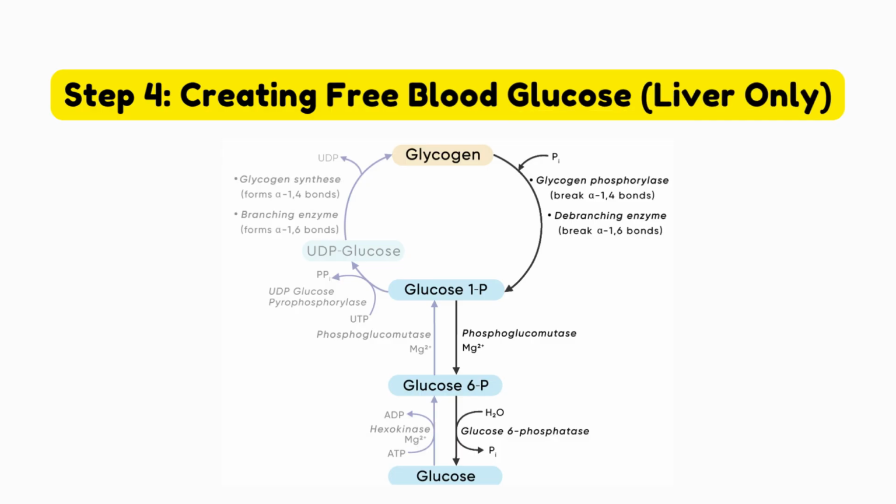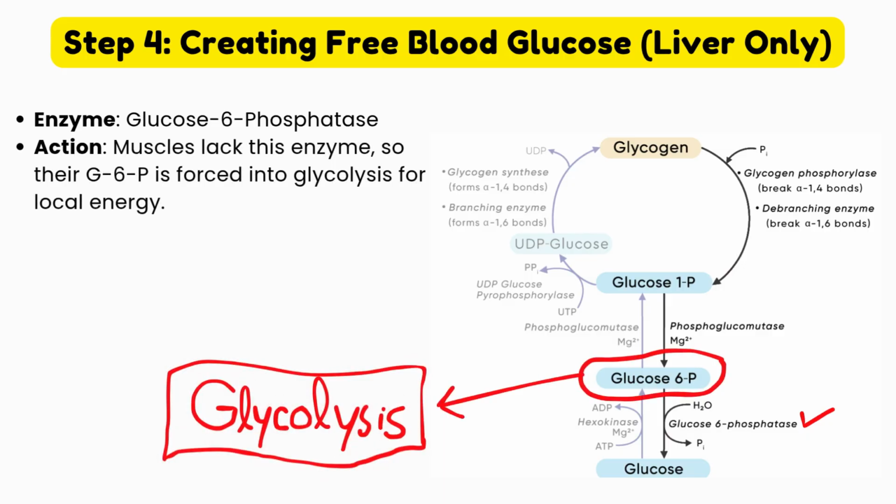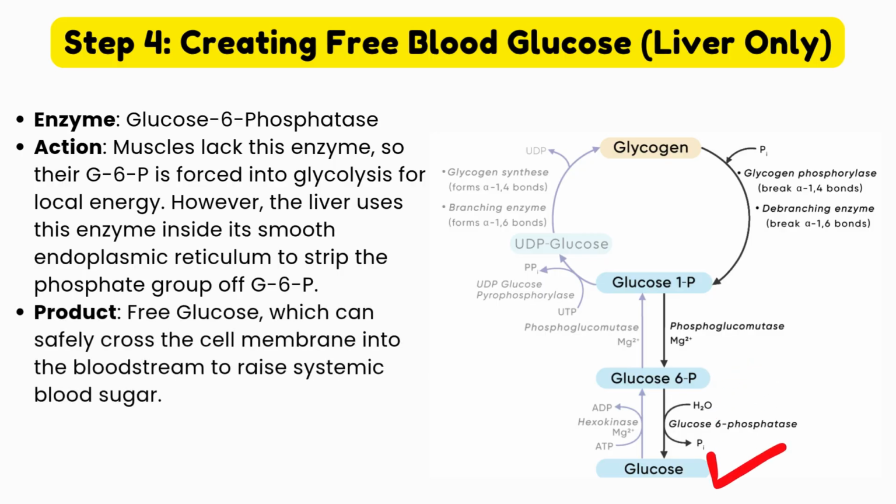Step 4. Creating free blood glucose, liver only. Here the enzyme used is glucose 6-phosphatase. Action: the muscles lack this enzyme, so their glucose 6-phosphate is forced into glycolysis for local energy. However, the liver uses this enzyme inside its smooth endoplasmic reticulum to strip the phosphate group off glucose 6-phosphate. The product is free glucose, which can safely cross the cell membrane into the bloodstream to raise systemic blood sugar.